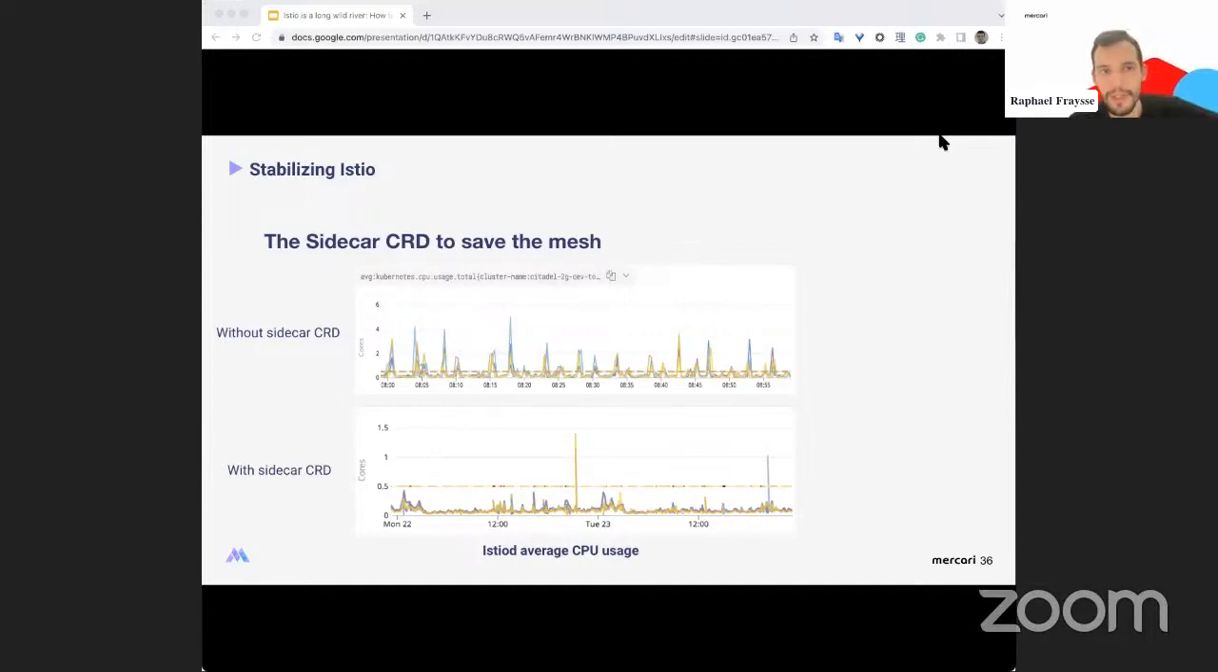Here is what happened when we didn't have the Sidecar CRD and when we had it. You see there are a lot of spikes when we don't have the CRD, because the control plane is always pushing configuration changes at a variable interval. It's crazy, spiking to 3-4 cores very consistently. And once we have the Sidecar CRD, it almost never spikes. It's crazy low, within 500 millicores. So it's totally different, and it means that in terms of cost it's totally different as well, and for stability too.